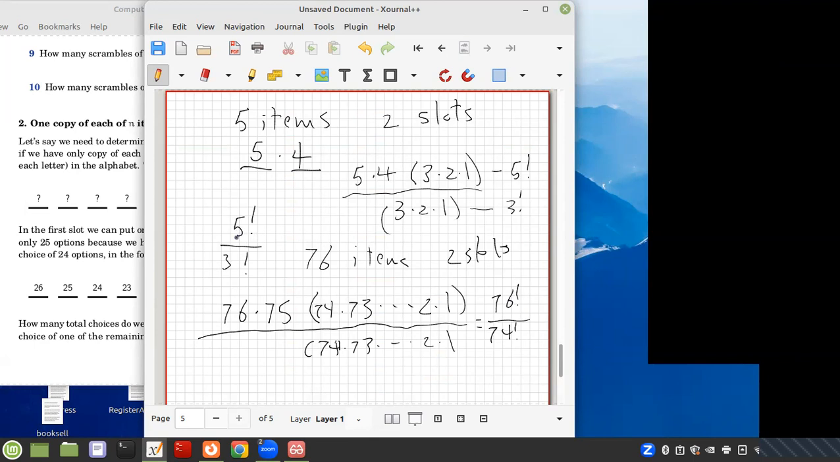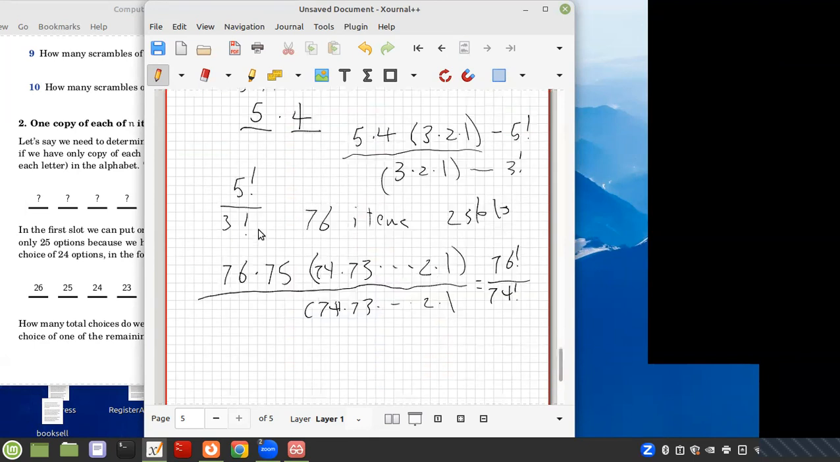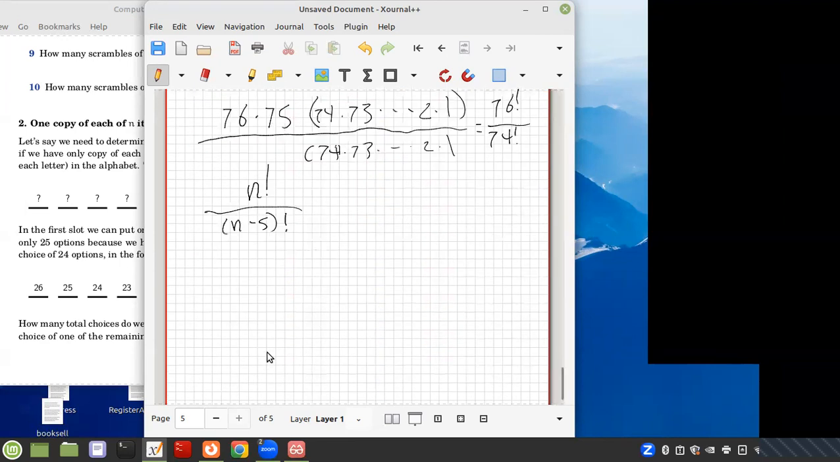This is 2 less than the 5, right? So it looks like the pattern is n factorial over n minus s factorial, right? Because you can see here, we could test this out by doing, say, what if I have 7 items and 3 slots? Okay, so I have 3 slots and 7 items. We have 7, 6, 5, right? So the answer is going to be 7 times 6 times 5.